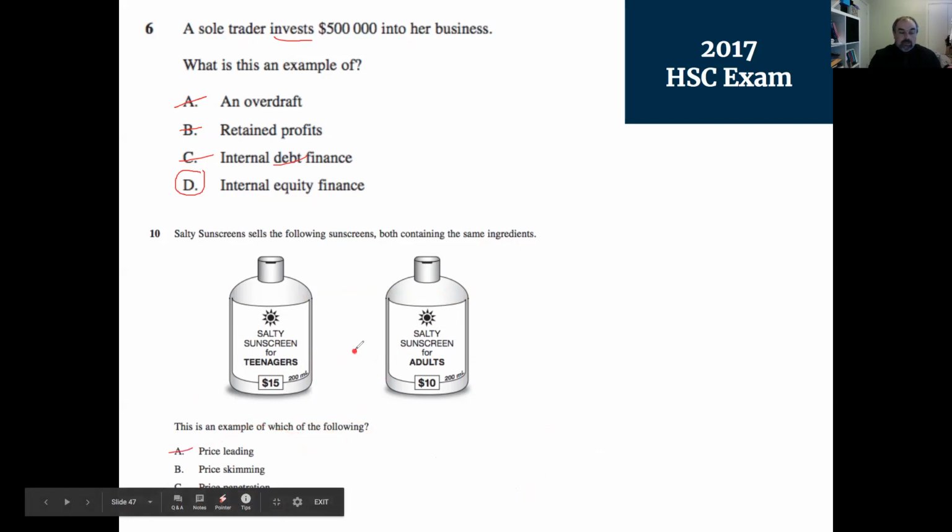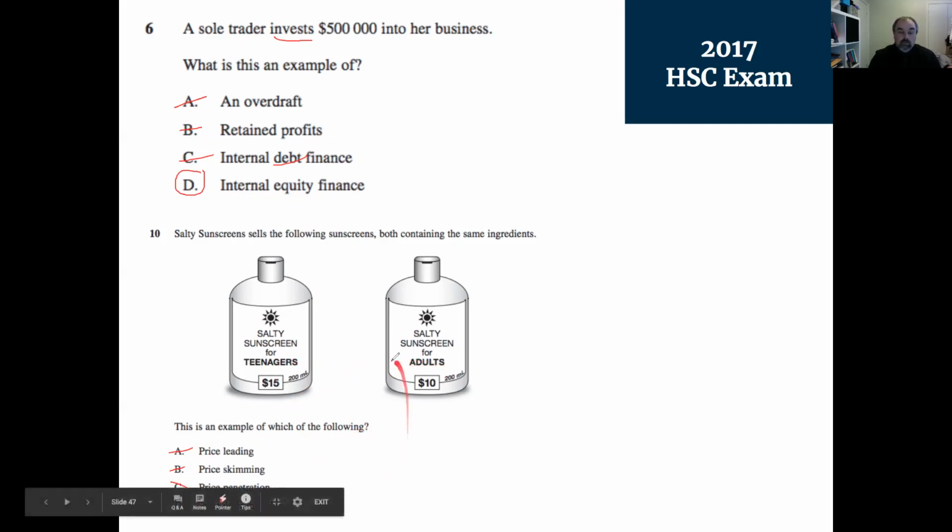We've got price skimming. Now, if you know the definition of skimming, skimming is setting a higher price of what the market can bear. But because we've got two different products, it's not going to be skimming, although some students might have got confused on that, saying it's a higher price for teenagers than adults. Penetration is a low price. Okay, so again, this notion that there's two different prices.